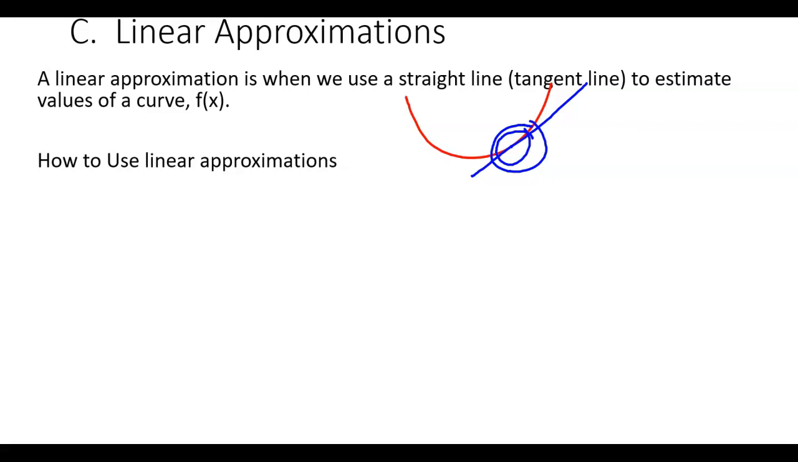And so that's the idea. Doing math with curves is a little bit more complicated than doing math with straight lines. And so what we do is we do linear approximations. That means we can estimate what points are and what slopes are on this red line by looking at slopes and points on this blue line, because it's a little bit easier. And what that requires us to do is to find a tangent line. So how do you do a linear approximation?